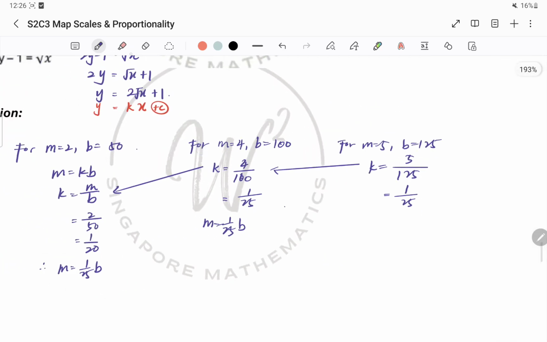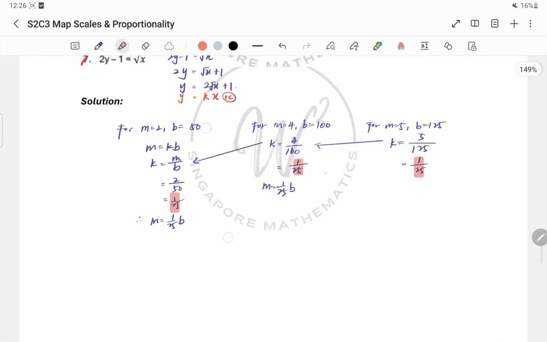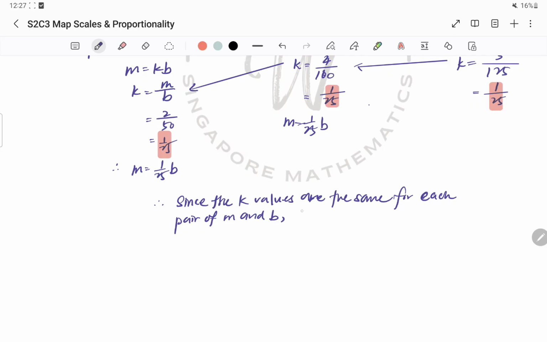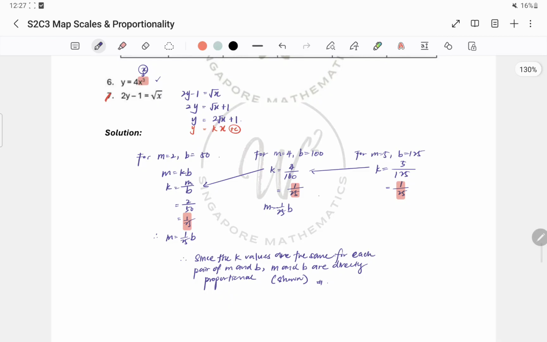So what do you realize? The k values, they are all the same. Alright, this is 1 over 25. Okay, the k values are all the same. If you do for the rest, it's the same. So how do you show that they are the same? You can just straight away say, since the k values are the same for each pair of m and b, m and b are directly proportional. So this whole thing is the solution.